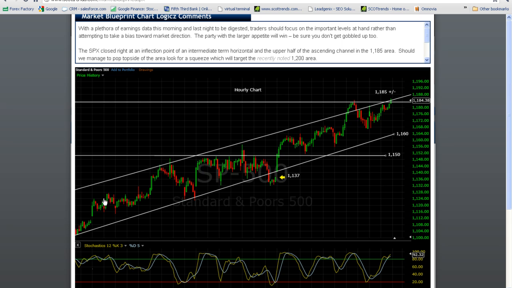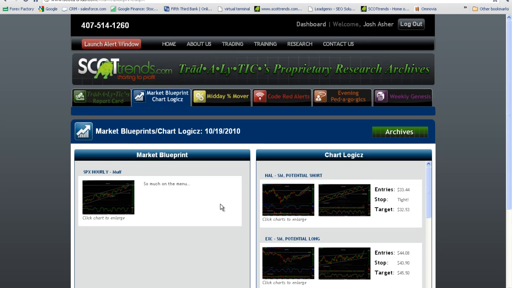This happens to be on an hourly chart. Most of the time, these are going to be on a daily chart. Give you that overall area as to what's going on. And then, of course, to get out of that, you just click outside of the box there, and it'll minimize itself. So that's the market blueprint.